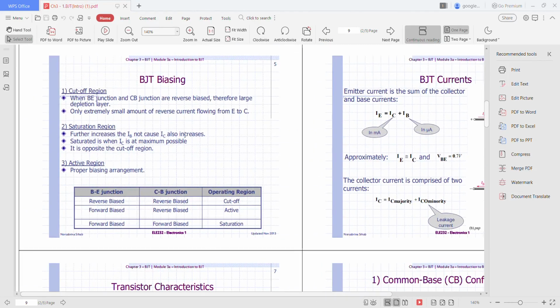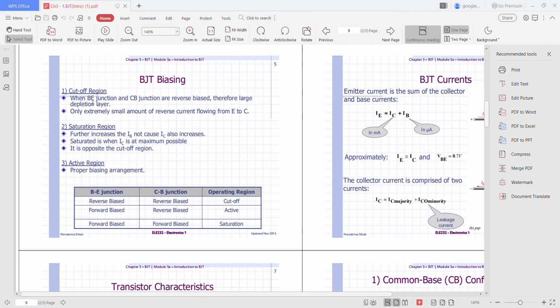This is the BJT biasing. As you can see here, there are three types of configuration. The first one is the cutoff region, the second one is the saturation region, and the third one is the active region.